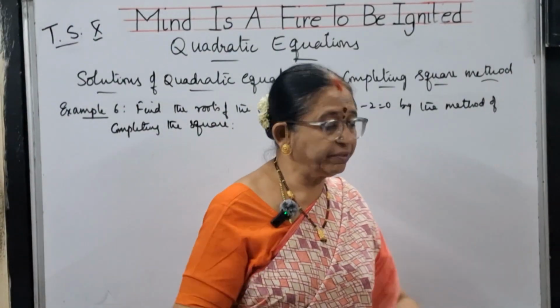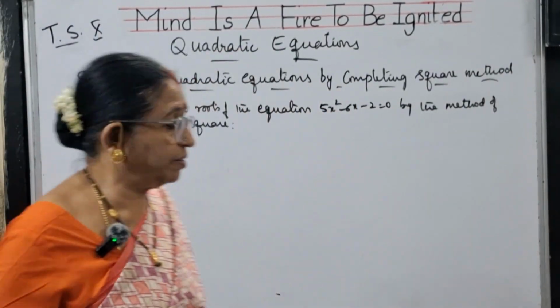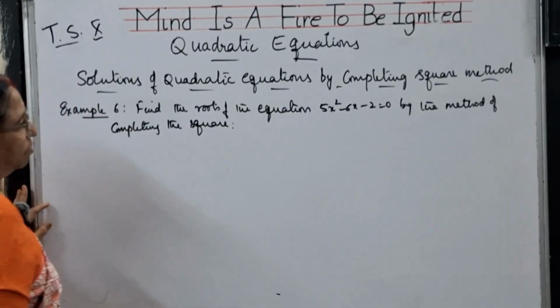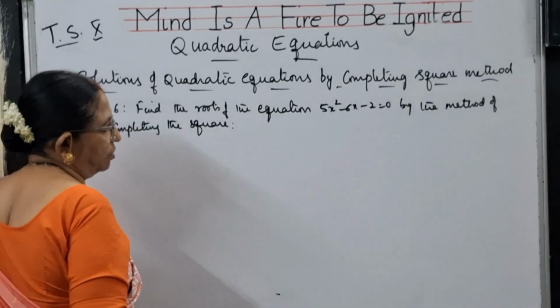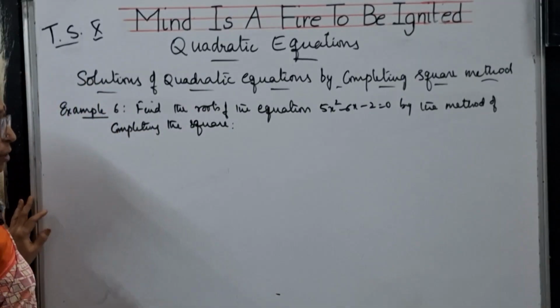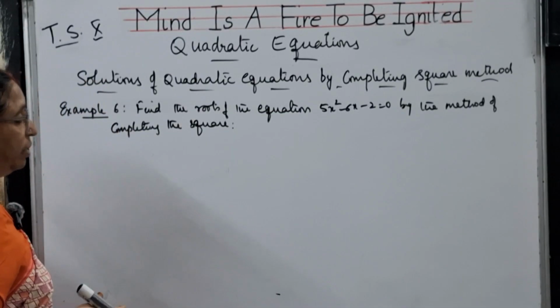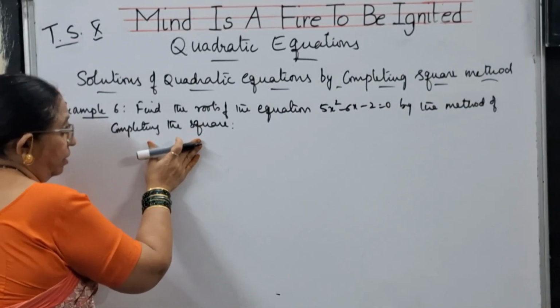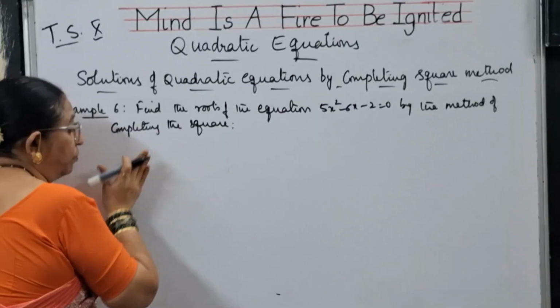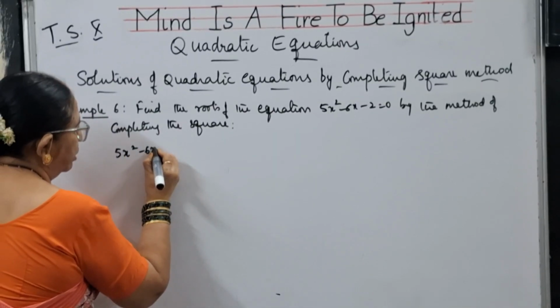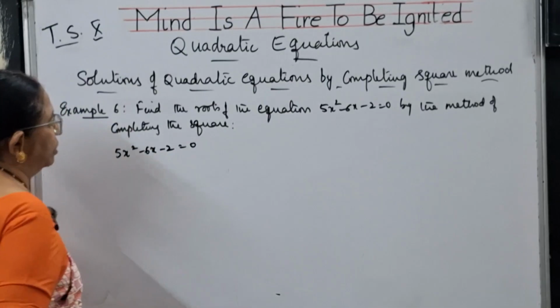Now example 6. Example 6 is: find the roots of the equation 5x square minus 6x minus 2 is equal to 0 by the method of completing square. By the method of completing square, see, very clearly they have mentioned this method. If this is mentioned, you have to go for this method only. So the problem is 5x square minus 6x minus 2 is equal to 0.